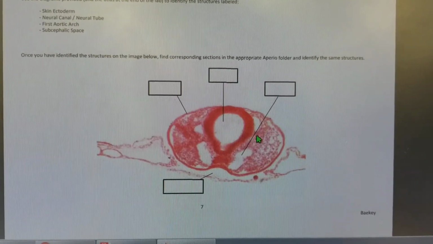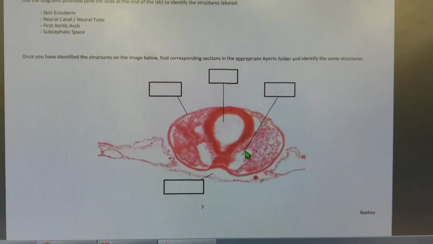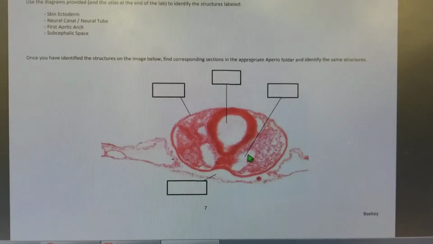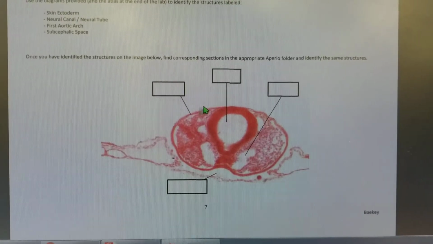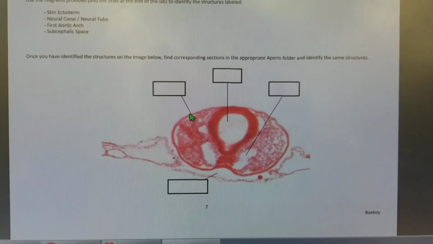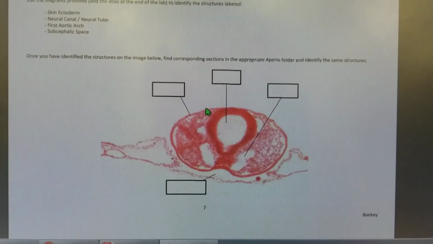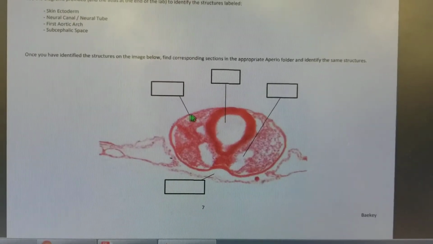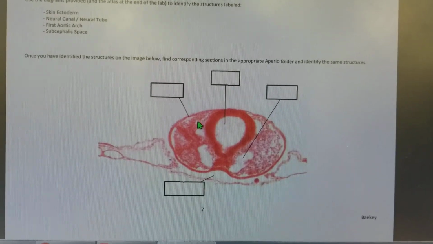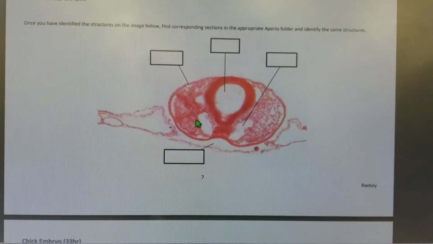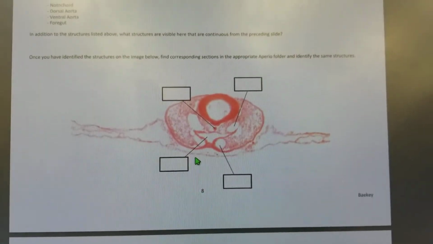And we start to get one of the structures that we look at through the length of the embryo, the aortic arch, which is going to become the dorsal aorta. The exterior tissue on this embryo at this stage is the skin ectoderm. This is the ectoderm, and it's going to become the skin of the embryo at this stage. Now we move to the next section of the embryo.